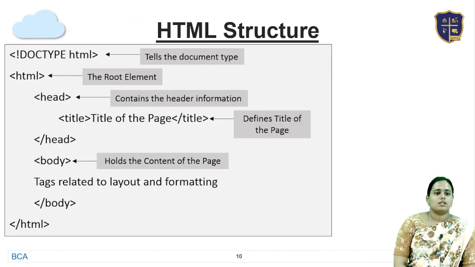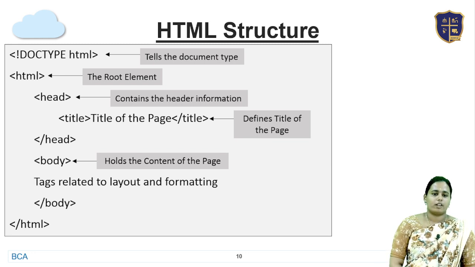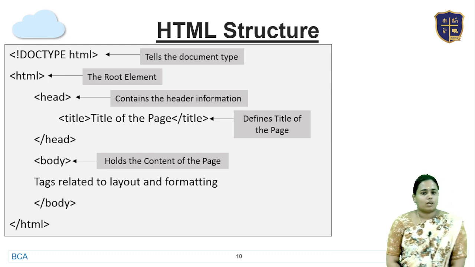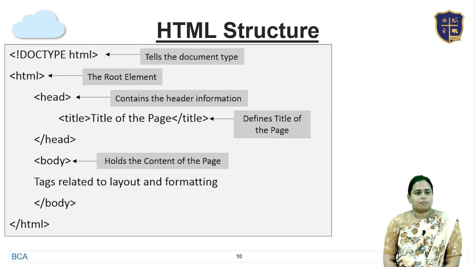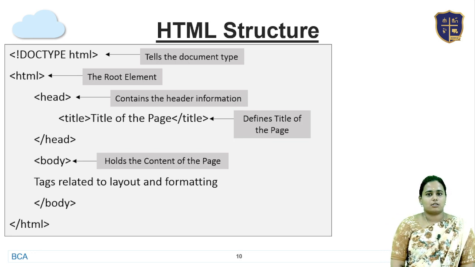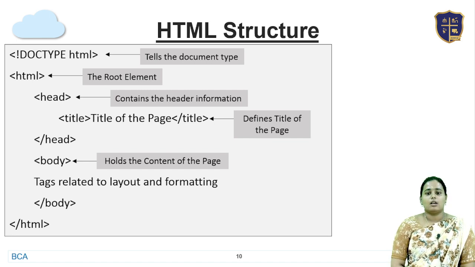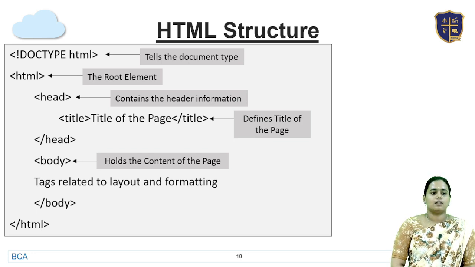Next, we are going to see the structure of HTML. As everything has a structure, for example in a programming language there will be a syntax, likewise HTML also contains a structure. The first will be DOCTYPE HTML, which tells about the document type. This DOCTYPE HTML tells about the HTML file. Next, the root element will be HTML, and next it contains the header information, which consists of the head tag. Everything has a title, likewise the HTML page will also have a title. For that, we are going to use a title tag.